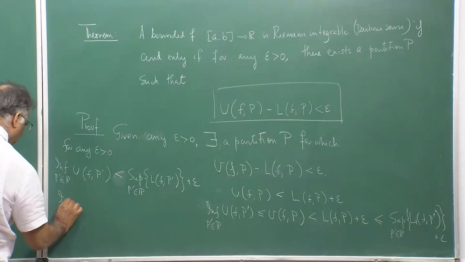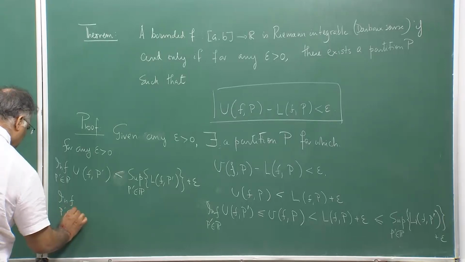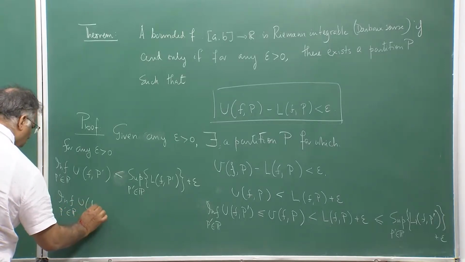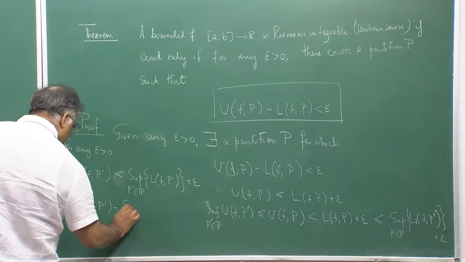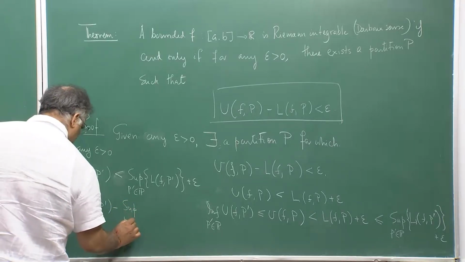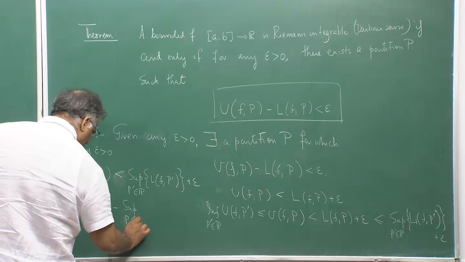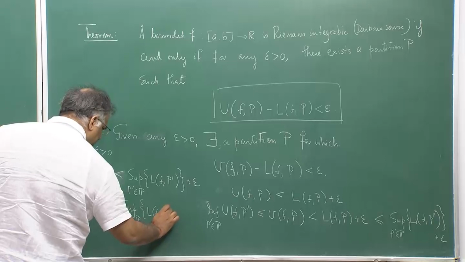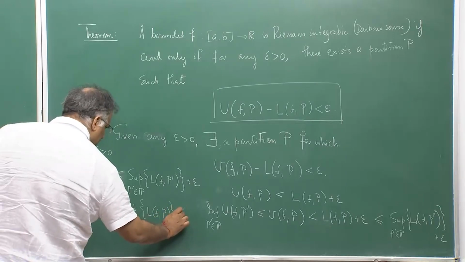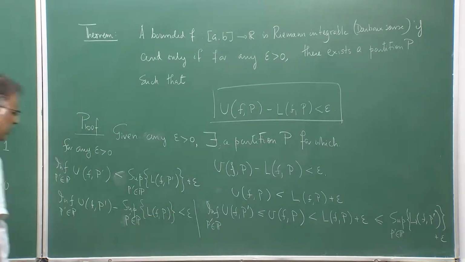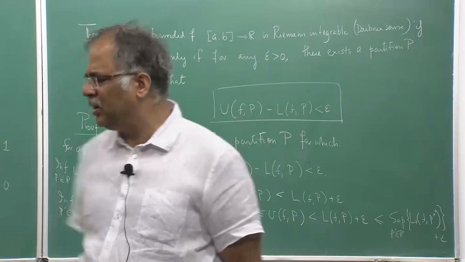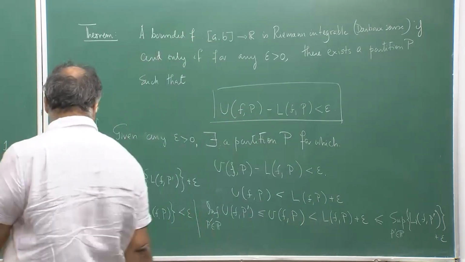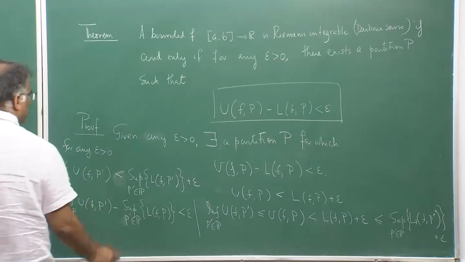So, you have the inf over p dash element of P of UFP dash minus the sup over p dash element of the partition set P of LFP strictly less than epsilon. This is what you get. Now, this is true for any epsilon greater than 0. So, I can make the epsilon smaller and smaller, so in the limit I can take this to be 0.